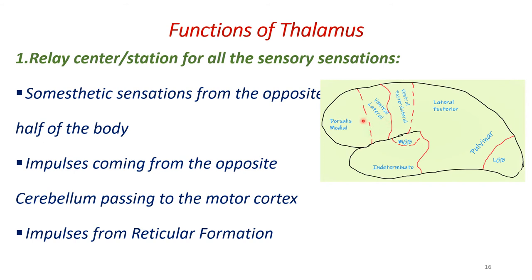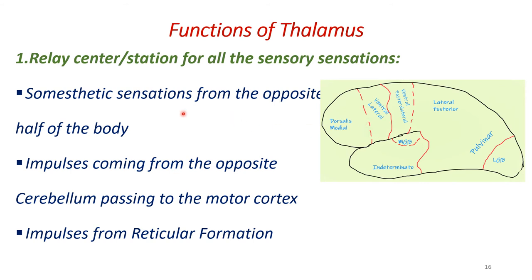The different parts of the cerebral cortex are connected with specific parts of the thalamus. You can see over here the thalamocortical system or thalamocortical projections. This is the reason that the thalamus is sometimes also known as the head ganglion of the sensory system, the head ganglion of the cerebral sensory system. As I told you, almost all the somatic sensations from the opposite half of the body are relayed in the thalamus while going to the cerebral cortex.